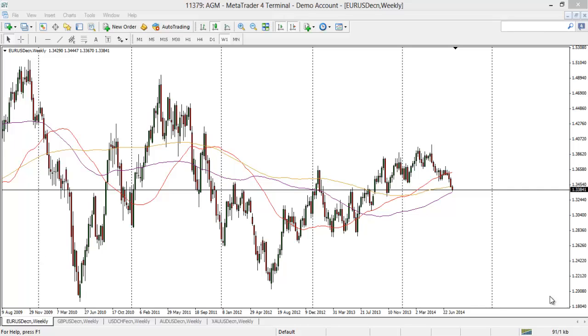Today's the 1st of August 2014. What I'm going to do today is go through some technical analysis on Euro Dollar, Cable, Dollar Swiss, Aussie and Gold. Just going to review what's been going on in the markets this week and give some sort of outlook for next week as well.